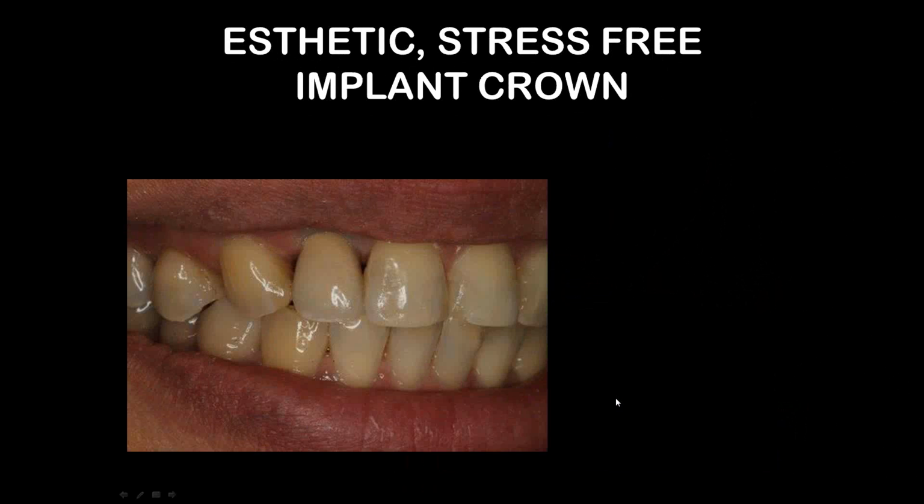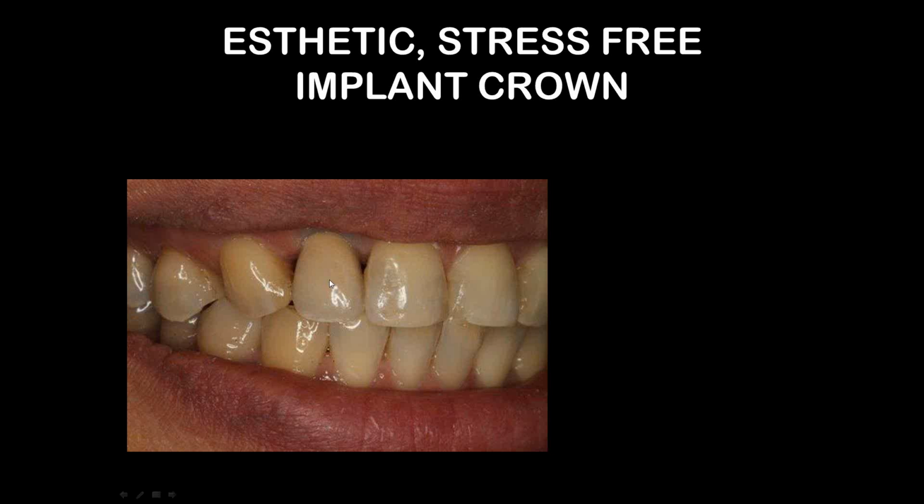Let's take a look at the buccal. When the patient smiles, there is a little bit of hint of the metal implant over here, and that's something that we're trying to get around using ceramic implants and ceramic abutments, but those are still not at the ideal stage yet.